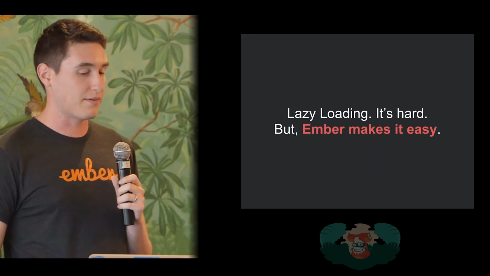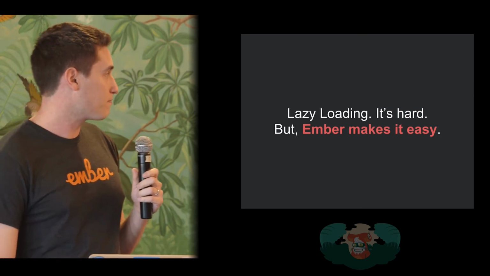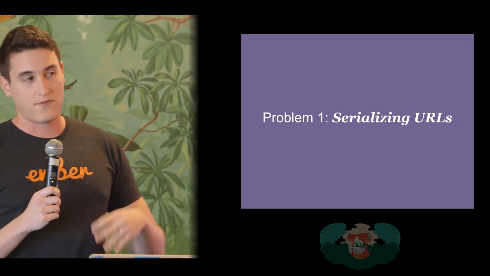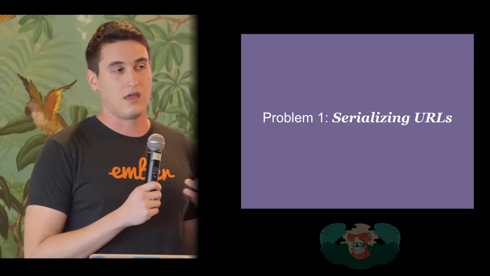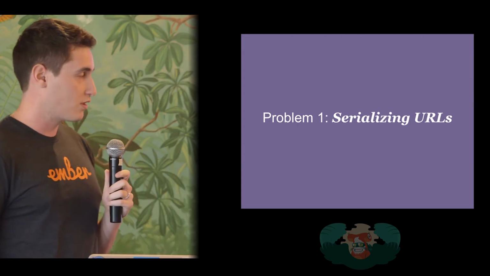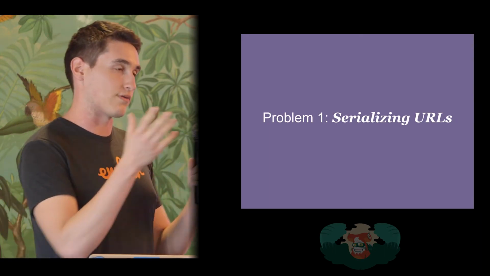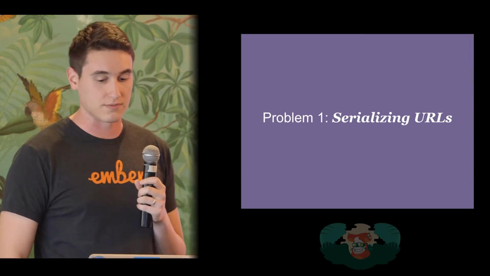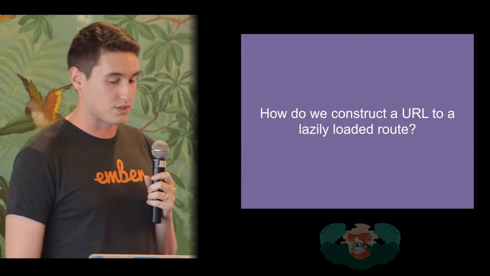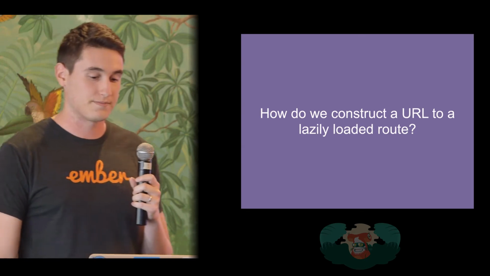So now that we have that brief background out of the way, let's discuss our first problem. So, serializing URLs. The first problem here relates to generating links to engines. Serializing URLs is kind of this vague concept of how you get data to represent itself in a URL for your application. So another way that we can think of this problem is with the question, how do we construct a URL to a lazily loaded route?